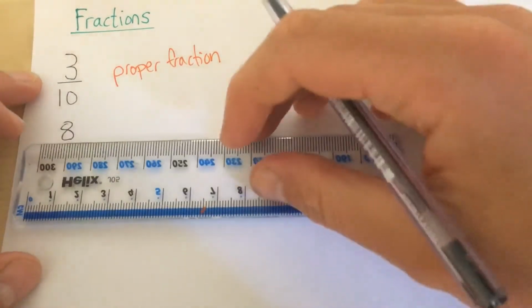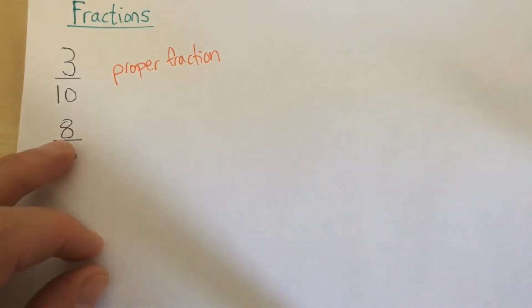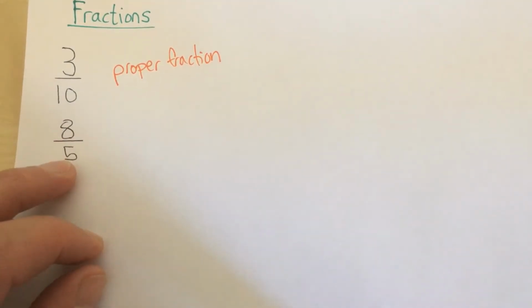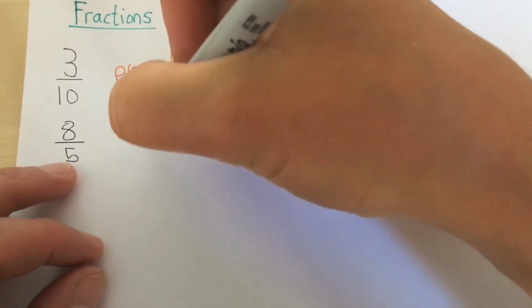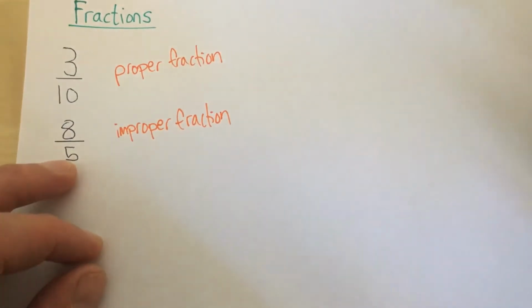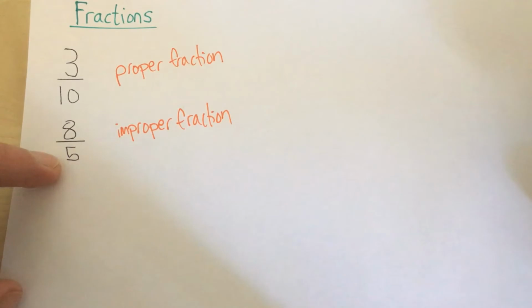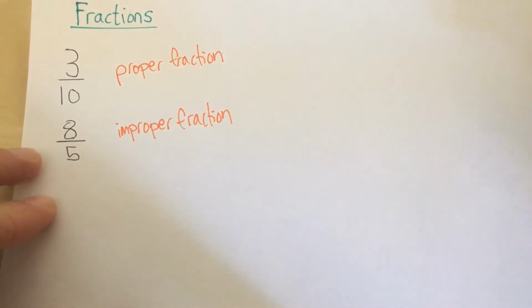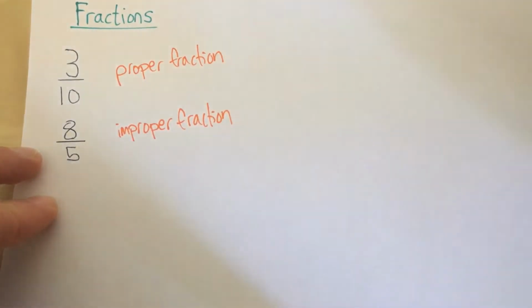For example, 8/5. Now here, the numerator has greater value than the denominator. So we call this an improper fraction. Some people call it a top-heavy fraction because the numerator is larger in value than the denominator. Some people call it a vulgar fraction, but the most commonly used correct phrase is an improper fraction.